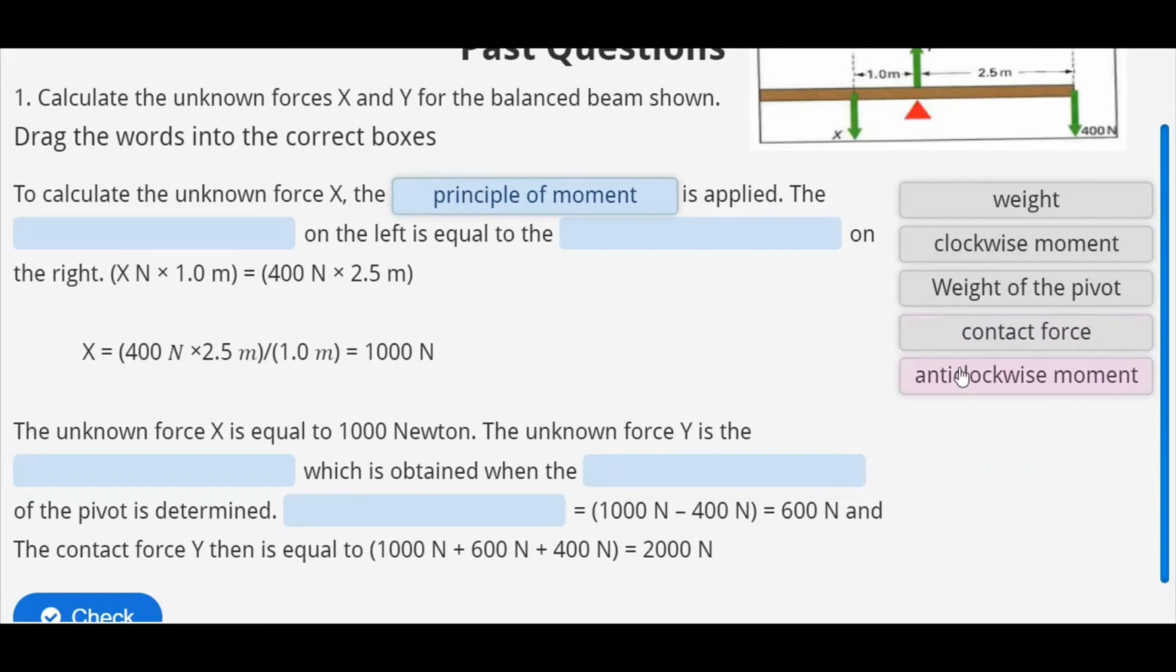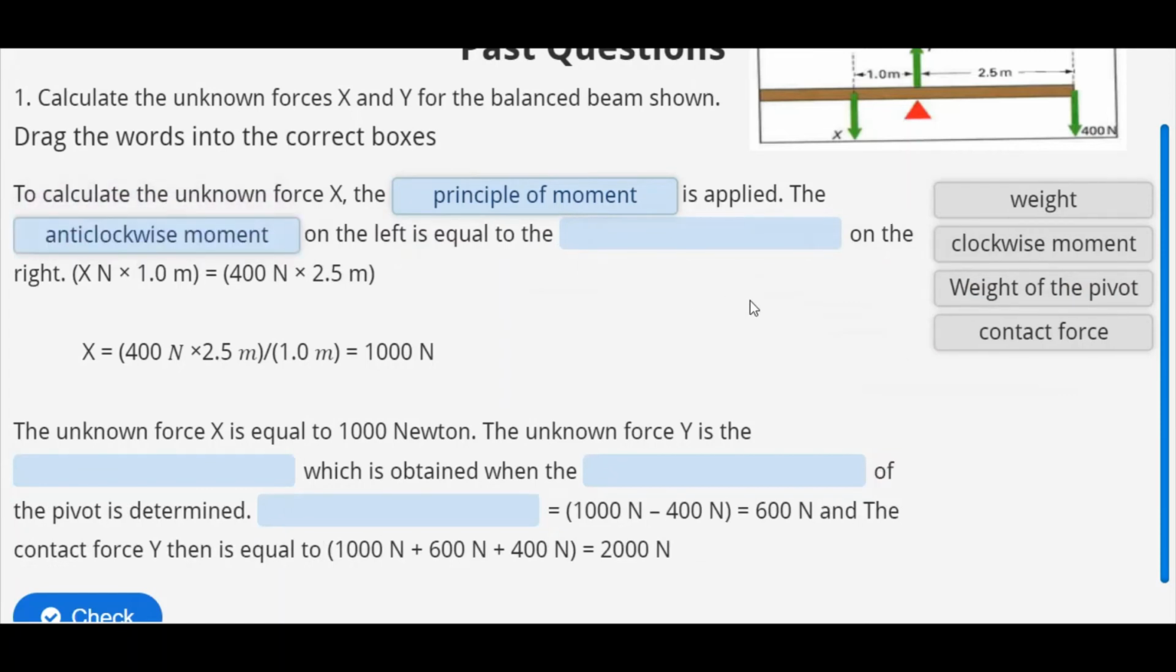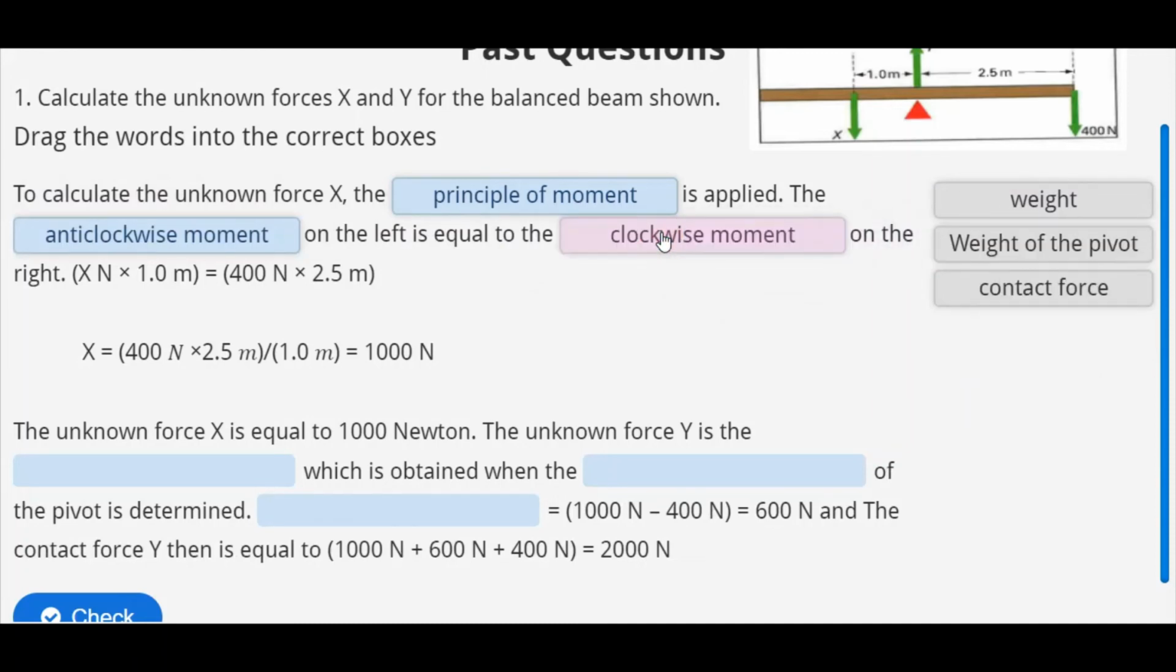The anti-clockwise moment on the left is equal to the clockwise moment on the right. As you can see, we have X, which is the force, multiplied by the distance, which is 1 meter, is equal to 400 Newton force on the right, multiplied by 2.5 meters. So for us to be able to get X, we are going to divide the product of 400 newtons and 2.5 meters by 1 meter. That gives 1,000 Newton. The unknown force X is equal to 1,000 Newton.